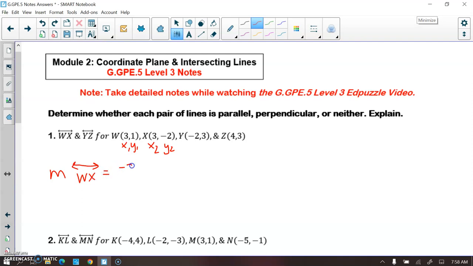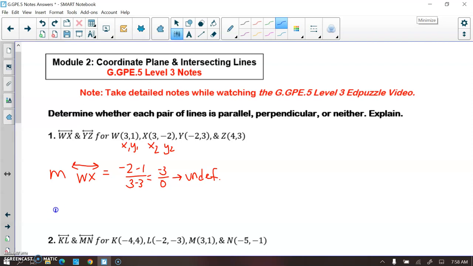And so now I do y2 minus y1 all over x2 minus x1. So I wind up with a -3 over a 0, which is an undefined slope. So what that means is that this is a vertical line on the graph.